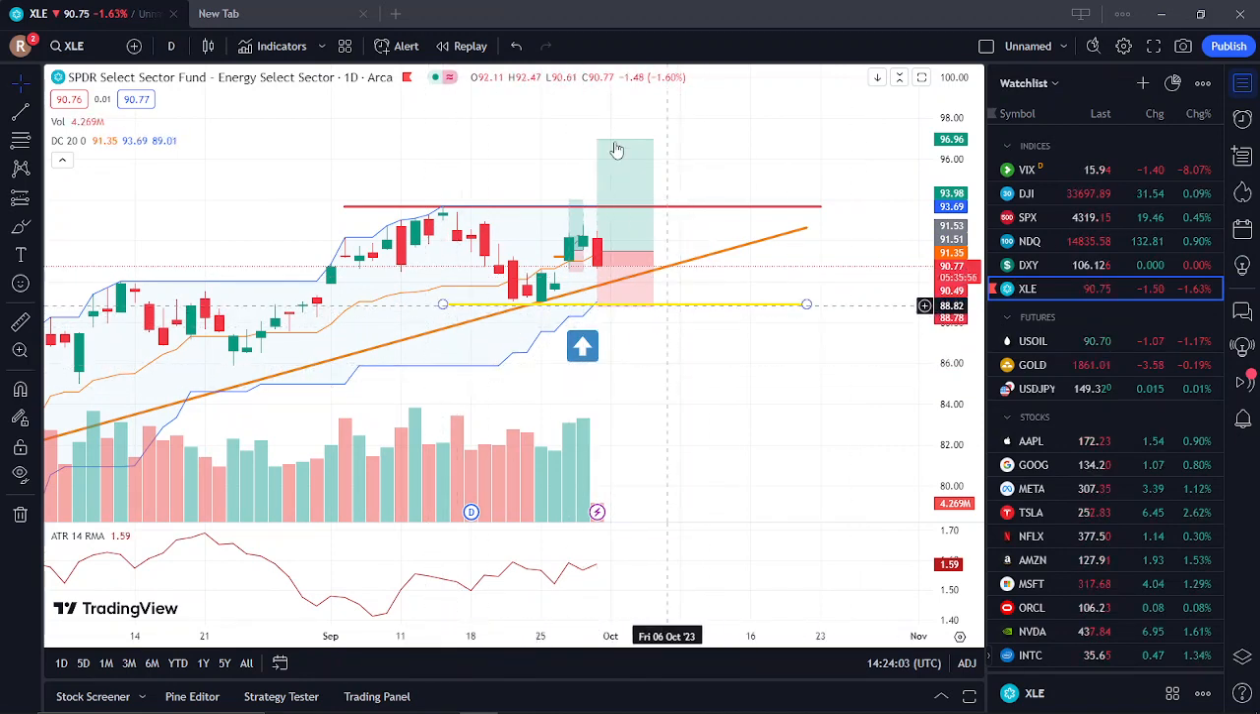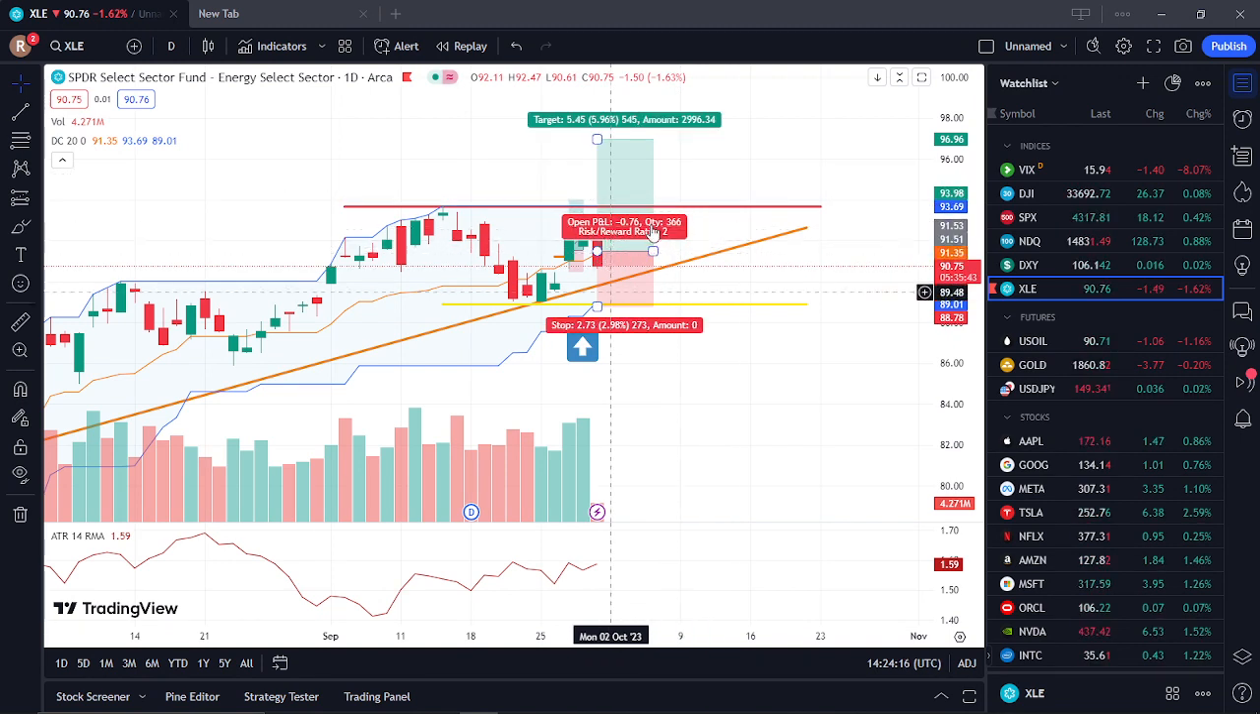But to me, this is the actual play. And I'm thinking, break down, I get out. Don't have to think about it. Breaks up, I gotta consider, do I add to the positions? Do I take the breakout trade? Right now, let it do its thing.